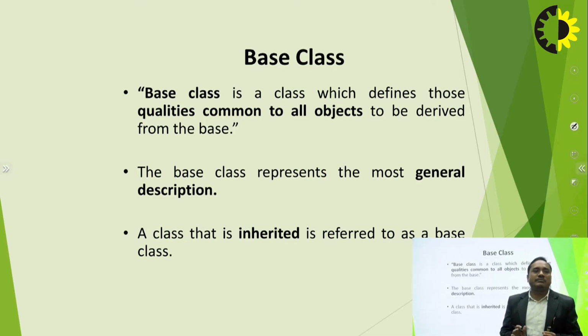The second point is that the base class represents the most general description. Most general description means that the base class is the first class, and after that, if you create a new class, it will have some properties of the base class. That is called the derived class. The last point is that a class that is inherited is referred to as the base class. Any class that is inherited by the main class is called the derived class, and the derived class has the features of the base class.